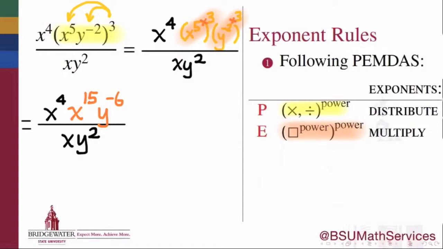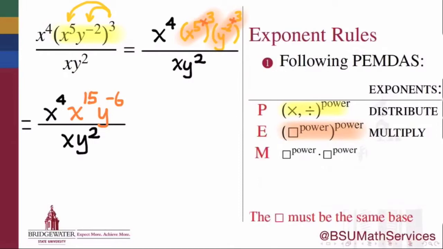Having simplified all of the powers of powers in our expression, we're ready to move on from the E in PEMDAS to the M, and look for any place in which two powers of the same base are being multiplied together. So in our expression, we're going to look for any instances where a power of x is multiplied by another power of x, and or when a power of y is multiplied by another power of y.